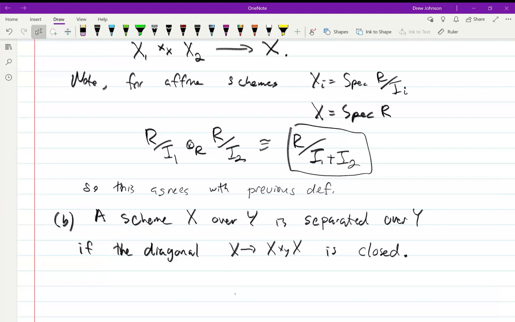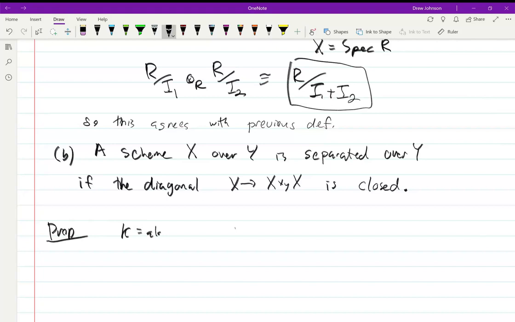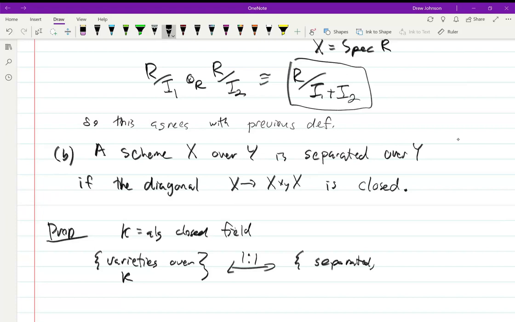All right, so now we're ready to state this proposition. It says that for an algebraically closed field, so K is an algebraically closed field, we have a bijection between varieties over K, a one-to-one correspondence with separated, reduced schemes of finite type over K. Okay, and the separated and the finite type conditions are both relative to this field K.